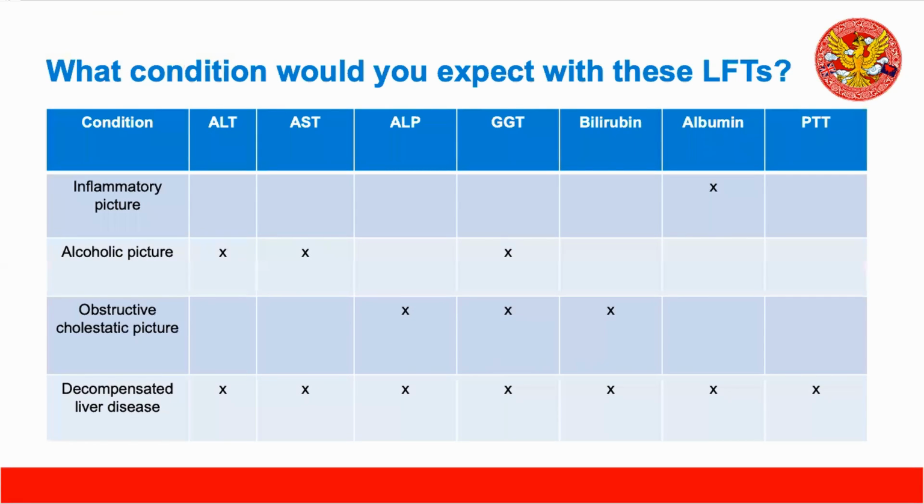So I made this table at the end just to summarize, when you have different conditions, which tests would be important to have a look at. Obviously, they are all important, but these are the ones which might be deranged to the greater extent. And that's liver function tests. Does anyone have any questions about that before we move on to abdominal x-rays?